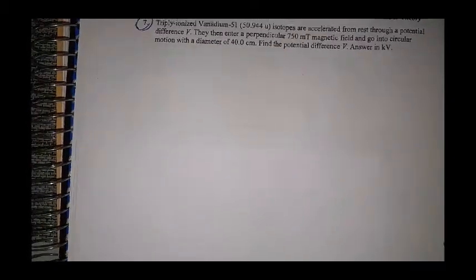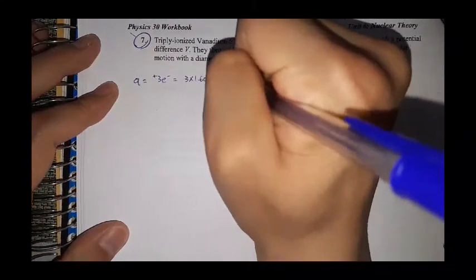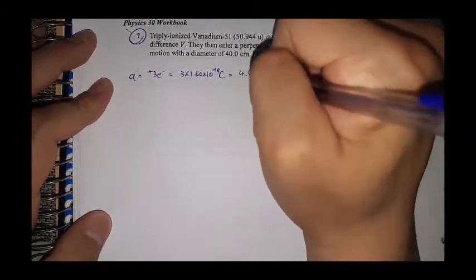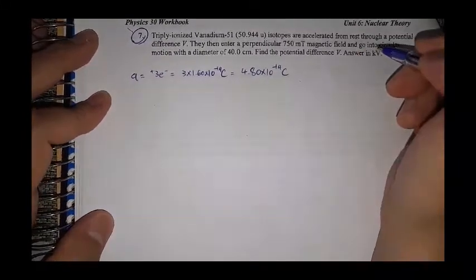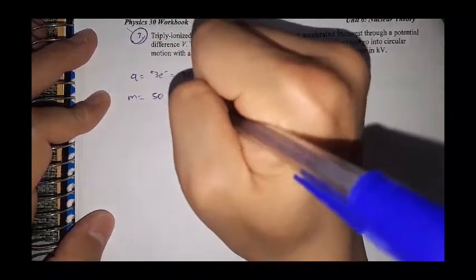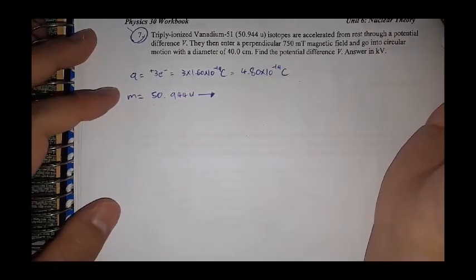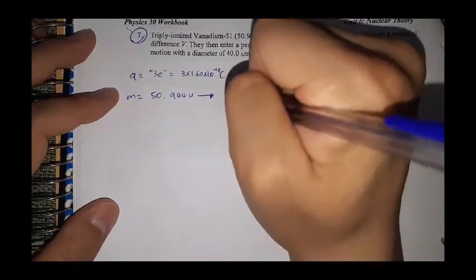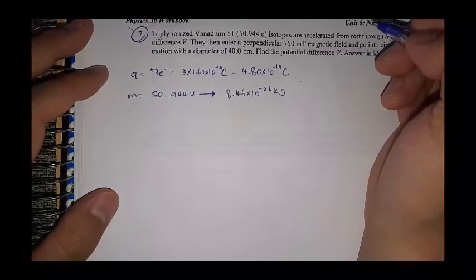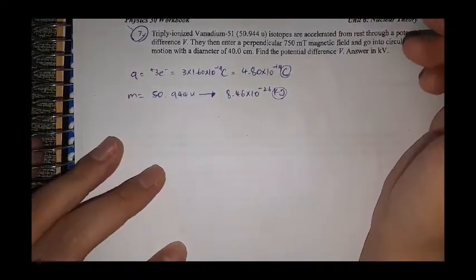So let's figure out what clues are given first. Q is given, it's positive 3e, so that means 3 times our fundamental charge, and if you punch those numbers in, you will have 4.80 times 10 to the power of negative 19 C. So that we know. We also know the mass, of course, which is 50.944 U. If you multiply by the 1.67 times 10 to the power of negative 27 conversion, you will get 8.46 times 10 to the power of negative 26 kilograms. It's a good idea to go to a unit that we generally use, which is known as the basic unit.